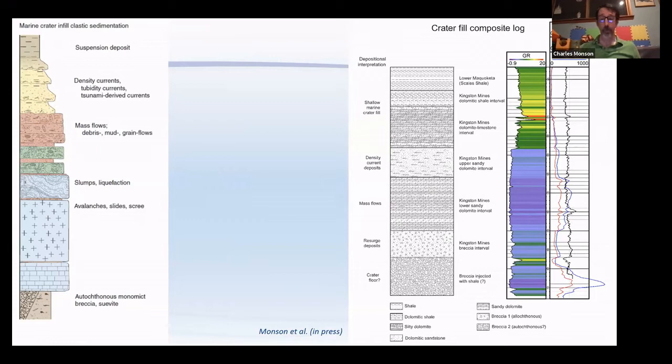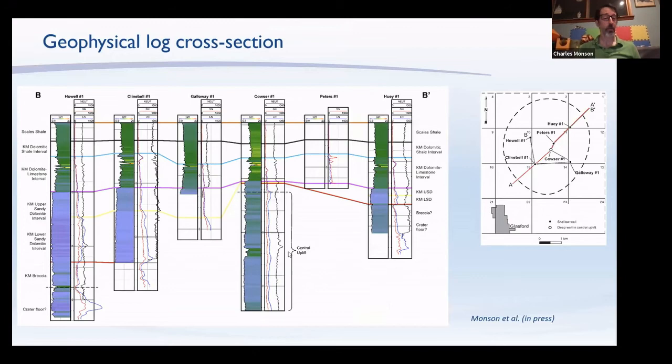And we could tie a lot of this pretty well to the geophysical logs that we had. So we became able to recognize the different units in other wells, even where we didn't have cores. So we could sort of trace it across the entire structure. And that's what we did. Here is a geophysical log cross-section for a whole bunch of these wells, kind of showing how the different units are distributed across the structure.